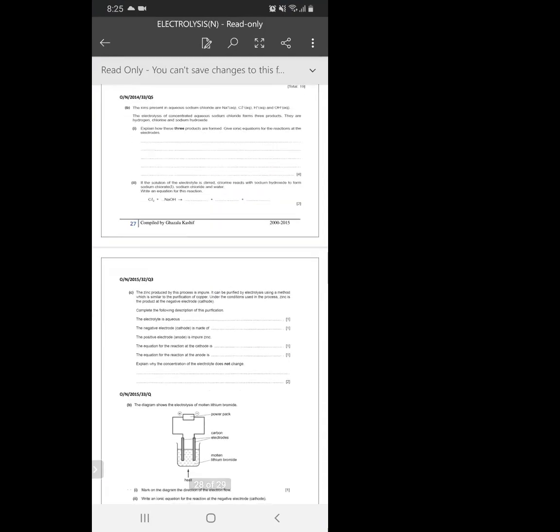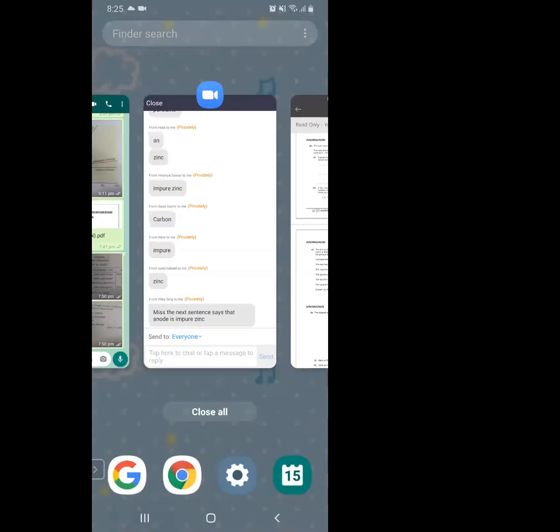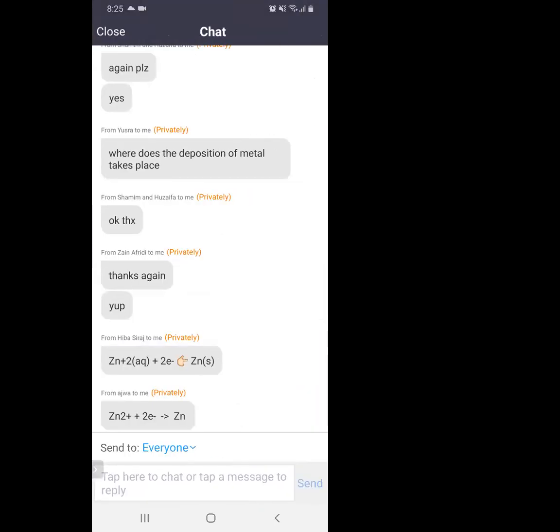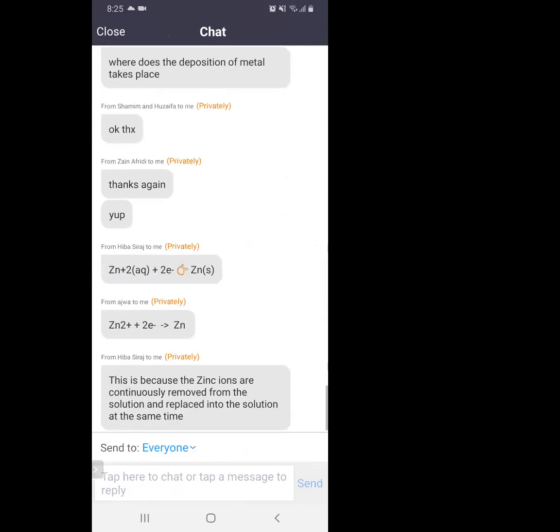Okay, so now we know the negative electrode is made of pure zinc. The positive electrode, the anode, is impure zinc. The equation for the reaction at the cathode I already wrote down. The equation for the reaction at the anode I already wrote down. Explain why the concentration of the electrolyte does not change. Yes, good job, Hiba. This is because the zinc ions are continuously removed from the solution and replaced into the solution at the same time. Okay, good job, Hiba, but just a little change and improvement in this answer.